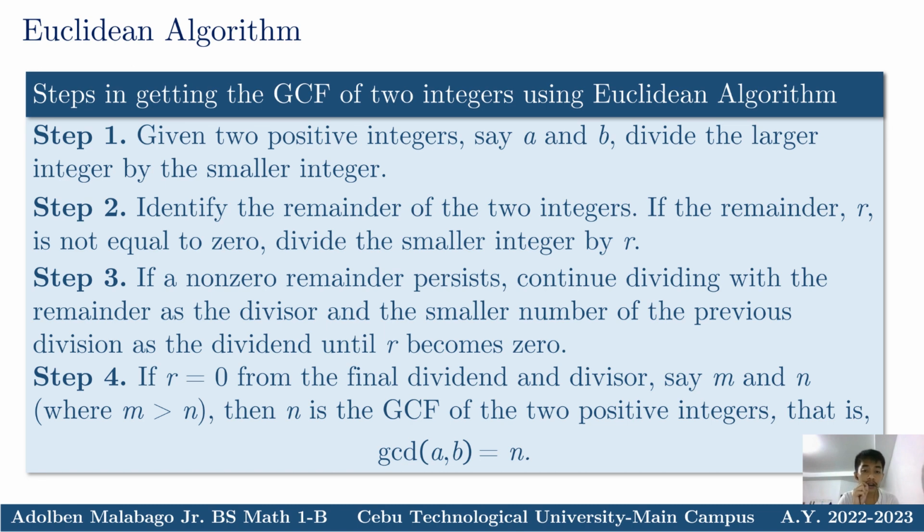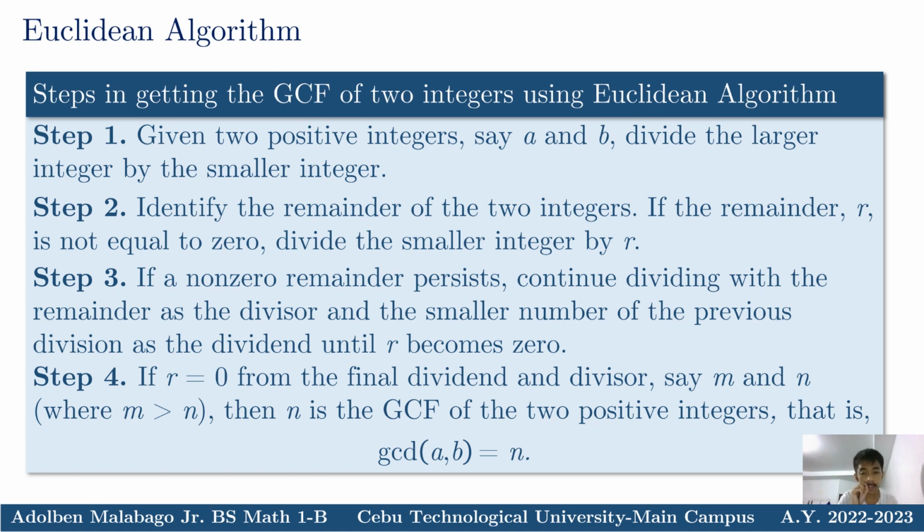In step 2, we have to identify the remainder of the two integers. If the remainder r is not equal to 0, divide the smaller integer by r. This is similar to what we demonstrated in the previous examples, as well as the theoretical aspect. So if r is not equal to 0 in the initial division, the remainder will become the divisor in the next set of division, with the smaller integer being the dividend of the next set of division. The smaller integer will be placed in the numerator while the remainder will be placed in the denominator, and so on and so forth.